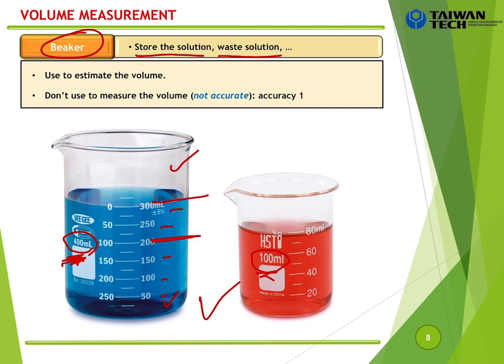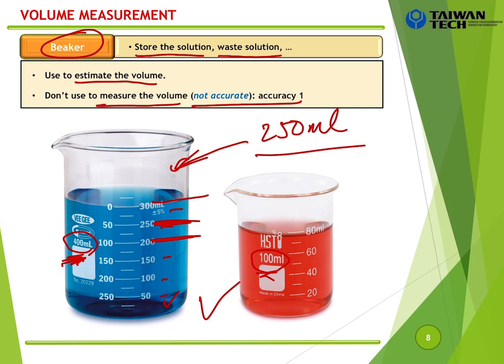So from here you can see we use the beaker to estimate the volume. It means that you may have an experiment and you may need 250 milliliter, so you can consider adding the solution until here only, and then you can finish all of the solution in your experiment. Don't put too much, okay? And I already mentioned, right? You don't use this one to measure the volume because of really low accuracy, okay? Because the surface area is very large and it is difficult for you to read the value from here. So maybe a little bit lower, a little bit higher, and the value already changes a lot, okay?